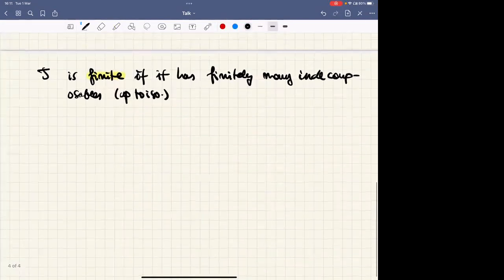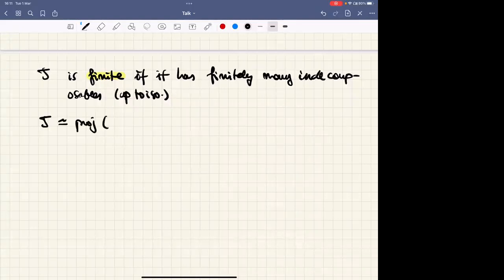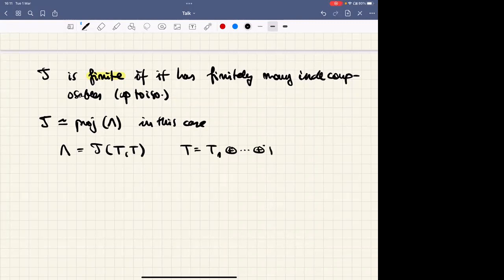In this case, T is equivalent to the category of projective modules over lambda, where lambda is the endomorphism algebra of an object T, which consists of one indecomposable for each isomorphism class of indecomposables. So this is the complete list of different indecomposables in T.